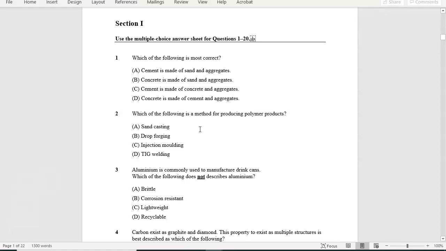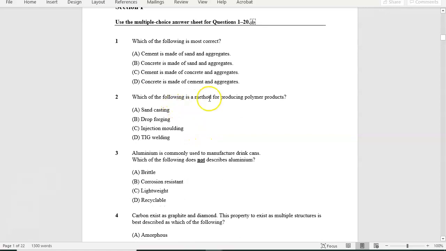Very familiar question. I stress this all the time as being the most important thing that you need to know in this subject to not embarrass me as someone who did engineering with me. What is concrete? Concrete is made of cement and aggregates. That is D. Okay, which of the following is a method used for producing polymer products?